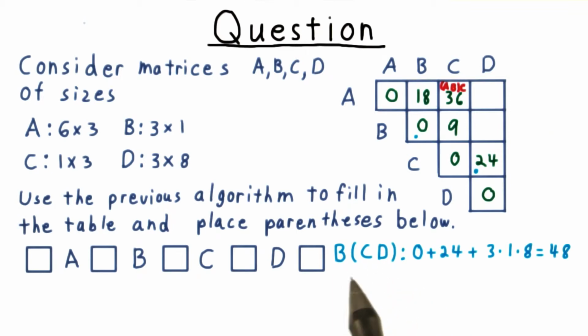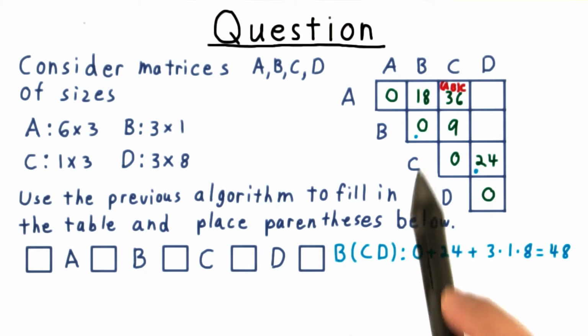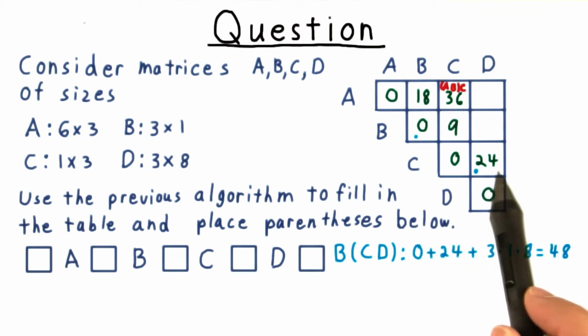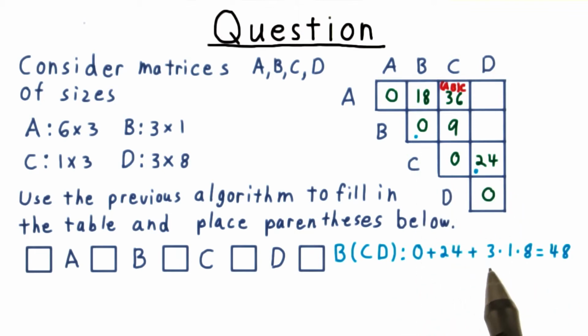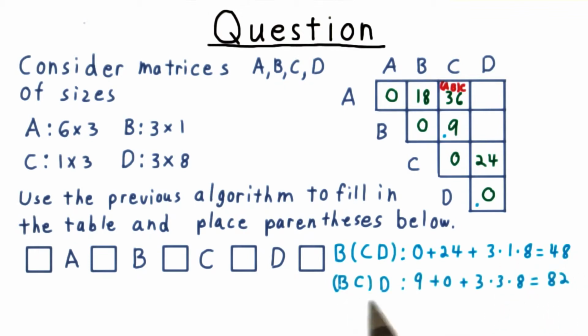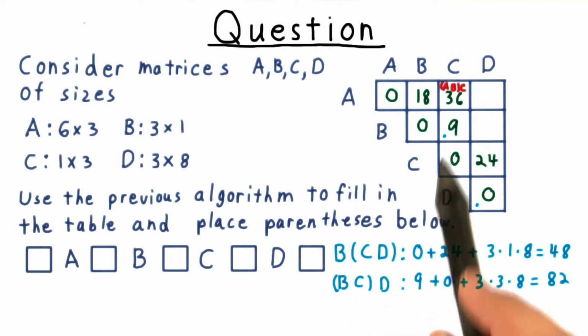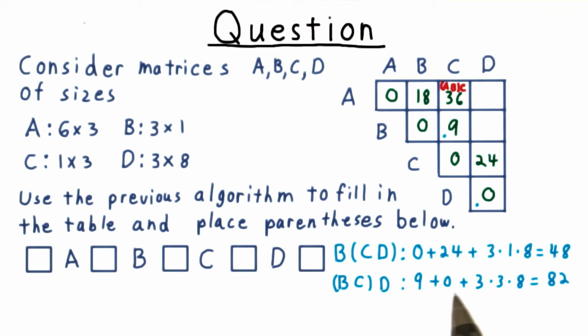We'll consider first computing this as B times CD. That costs 0 for B, 24 for CD, and for computing the product, 3 times 1 times 8, for a total of 48. The other partition, BC times D, has cost 9 for BC, 0 for just grabbing D, and 3 times 3 times 8 for the product, for a total of 82.